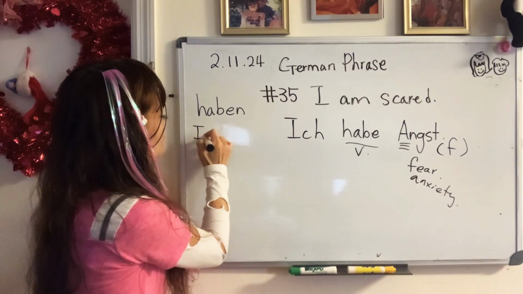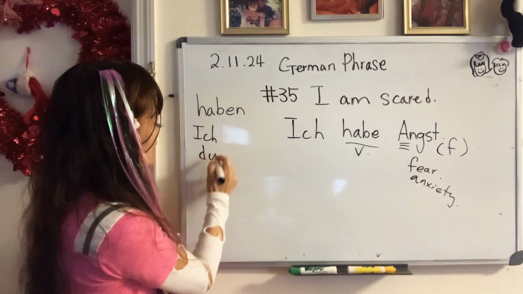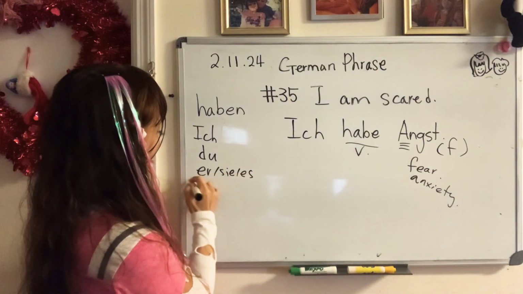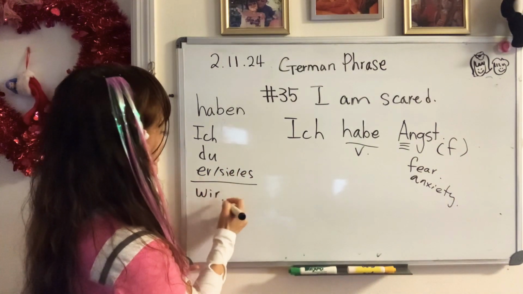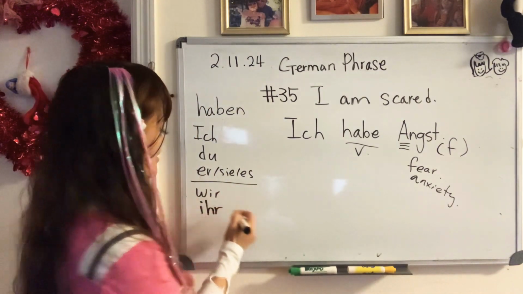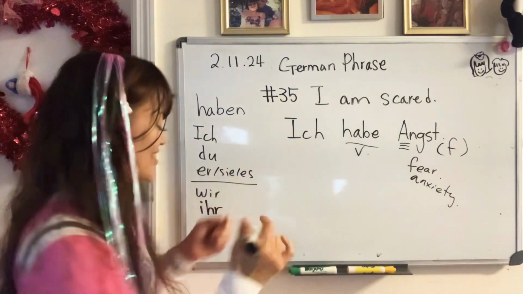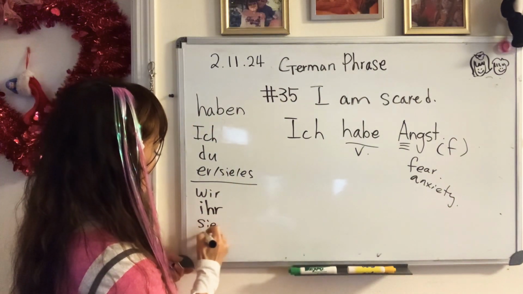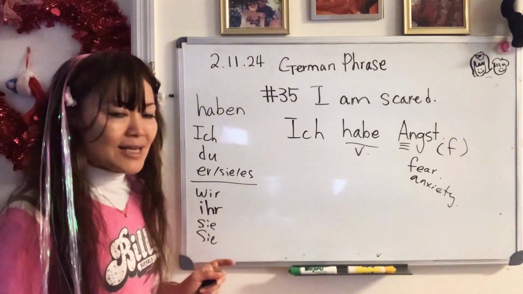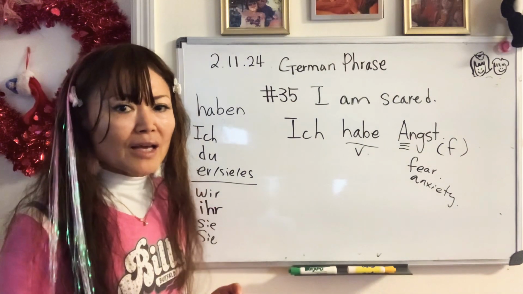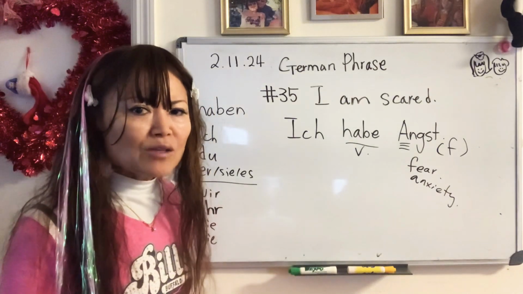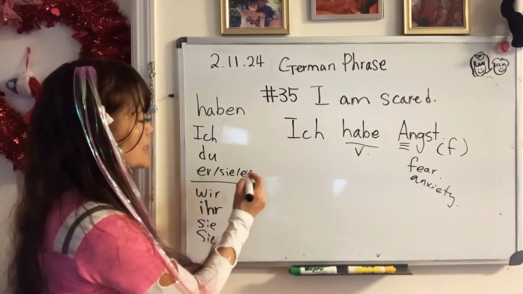So let's write the pronouns: ich, du, er, es, sie, and then wir, ihr, and then sie. The big capital Sie is the formal you. The small sie can be she or they. Please don't confuse them, okay?